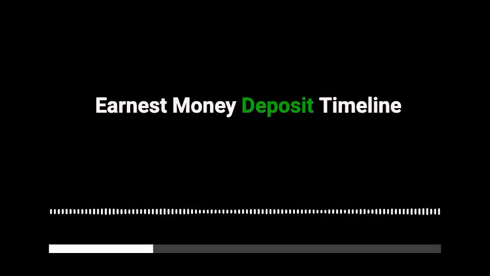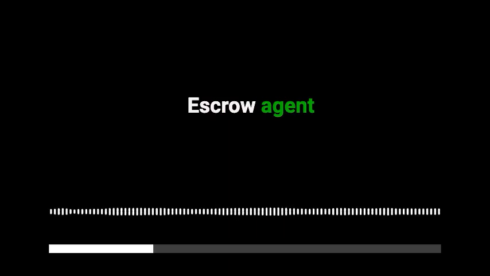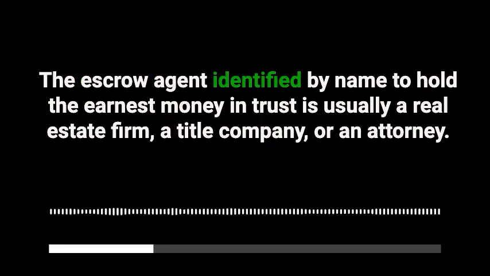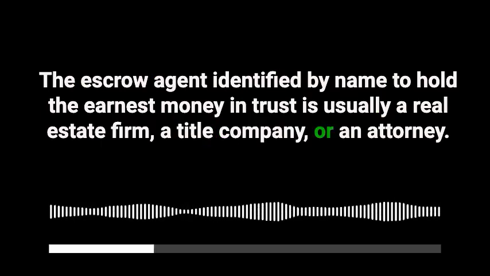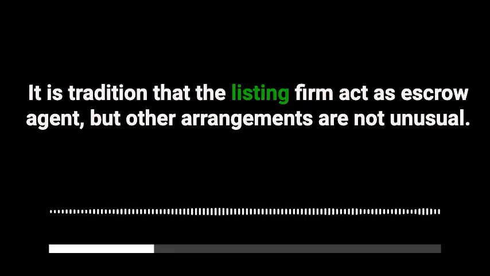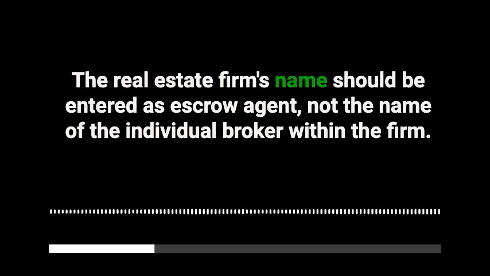Earnest money deposit timeline. Escrow agent. The escrow agent identified by name to hold the earnest money in trust is usually a real estate firm, a title company, or an attorney. It is tradition that the listing firm act as escrow agent, but other arrangements are not unusual. The real estate firm's name should be entered as escrow agent, not the name of the individual broker within the firm.